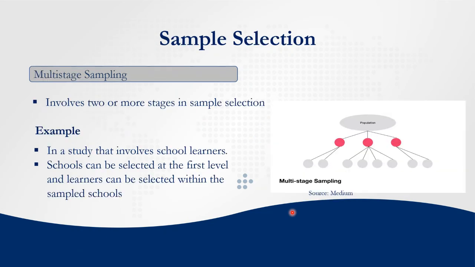Then there is multi-stage sampling, where you are sampling at different phases. So you might select schools as one phase, and then the next phase is you select the learners. So that will be a two-stage sample. First stage, you are selecting schools. Second stage, you are selecting the learners. And you can have more than two stages, you can have three stages, and so on.